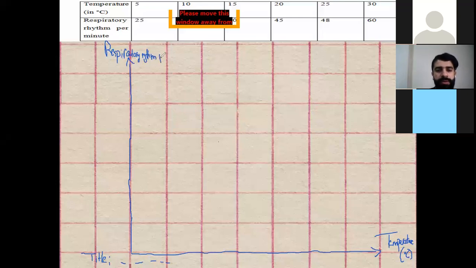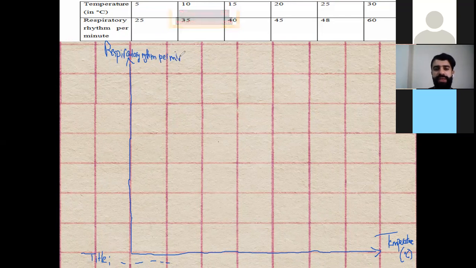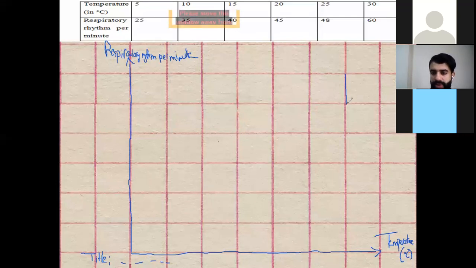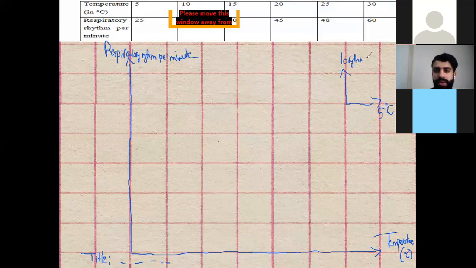Okay? So they gave us the scale. The scale is already mentioned in the text. So they said, and the x-axis on the y-axis. So simply you can do like we did before. On the x-axis, every 1 centimeter, it gives what? It gives, they said 5 degrees Celsius. And on the y-axis, every 1 centimeter, it gives 10 rhythm per minute.